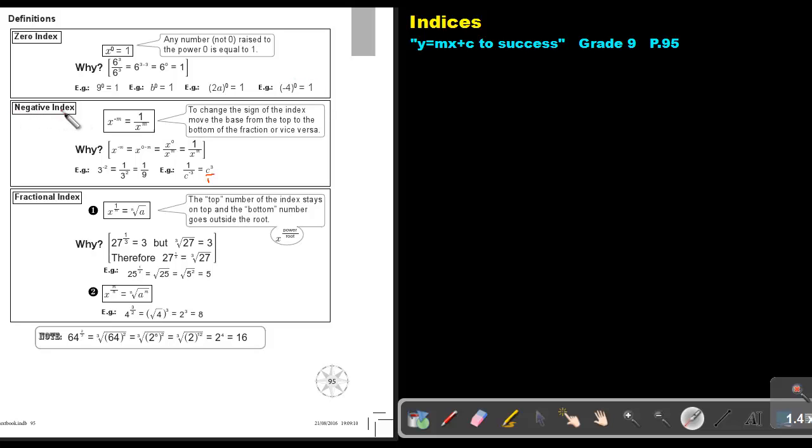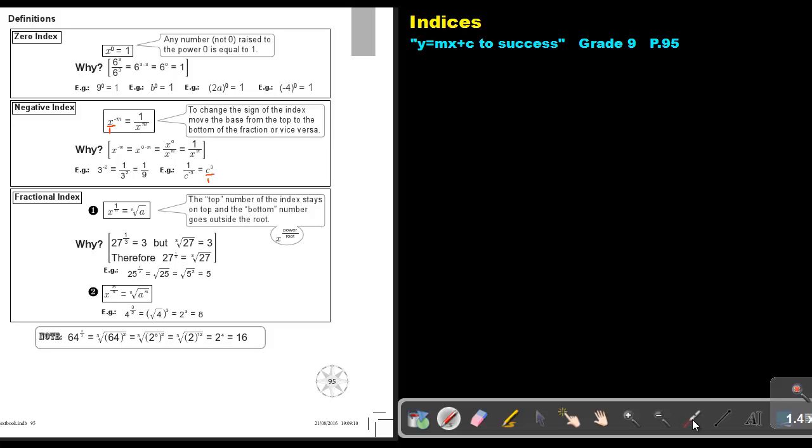Okay, a negative index. If you have x to the power of negative m, that is 1 over x to the power m. To change the sign of the index, move the base from the top. Remember, if I make it a fraction, then it's actually on the top. So move the base from the top to the bottom of the fraction and vice versa. If it's at the bottom, then I just move it to the top to make the index positive.